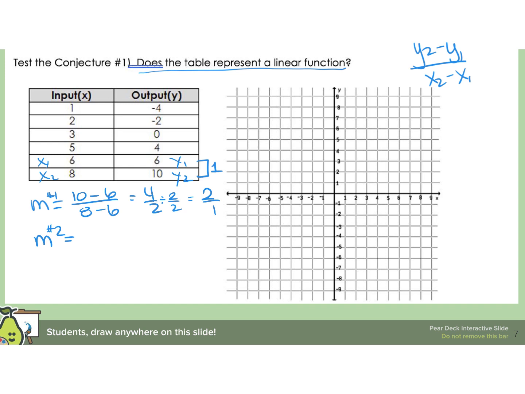My second slope, I'm going to go ahead and use these right here. Going to make this my x1, y1, x2, y2. So I'm going to get 4 minus 0 over 5 minus 3, which again is 4 over 2, which is 2 over 1. I'll switch colors for this last one. Now we've got some integers here, so let's not mess it up, okay?